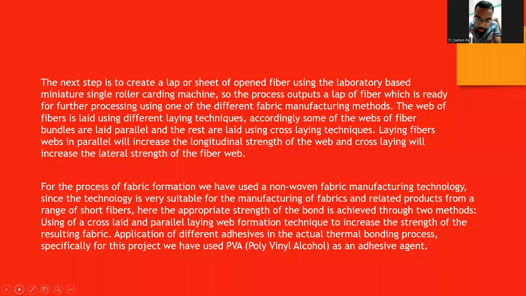The next step is to create a lab sheet of open fiber using the laboratory-based single roll cutting machine. So we process the output lab of fiber, which is ready for further processing. Use one of the different fabric manufacturing methods. The web of fiber is laid using different laying techniques accordingly. Some of the web fiber bundles are laid parallel and the rest are laid using the cross laying technique.